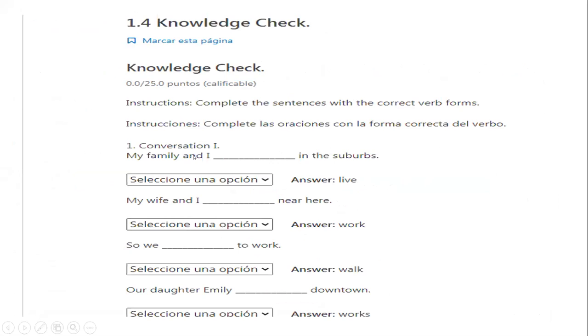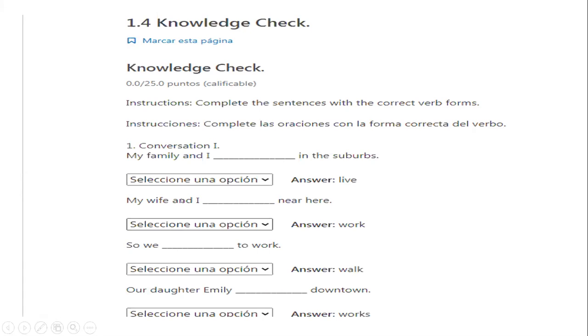Por ejemplo, dice, my family and I. ¿Quién es my family and I? My family and I es we, ¿verdad? Entonces, el verbo, como es we, simplemente se queda live, live in the suburbs. Cuando dice aquí, selecciona una opción, usted va a tener varias opciones. Vaya a la plataforma y vea cómo están las opciones. Pero lo que usted tiene que analizar es, who is the subject? ¿Quién es el sujeto? And if in this case the rule applies, y si en este caso la regla de tercera persona aplica o no.